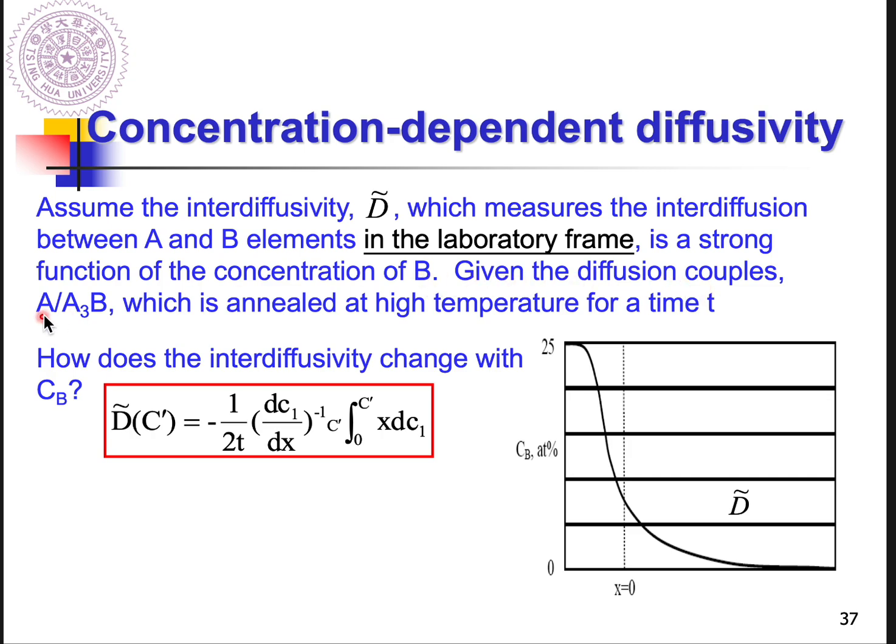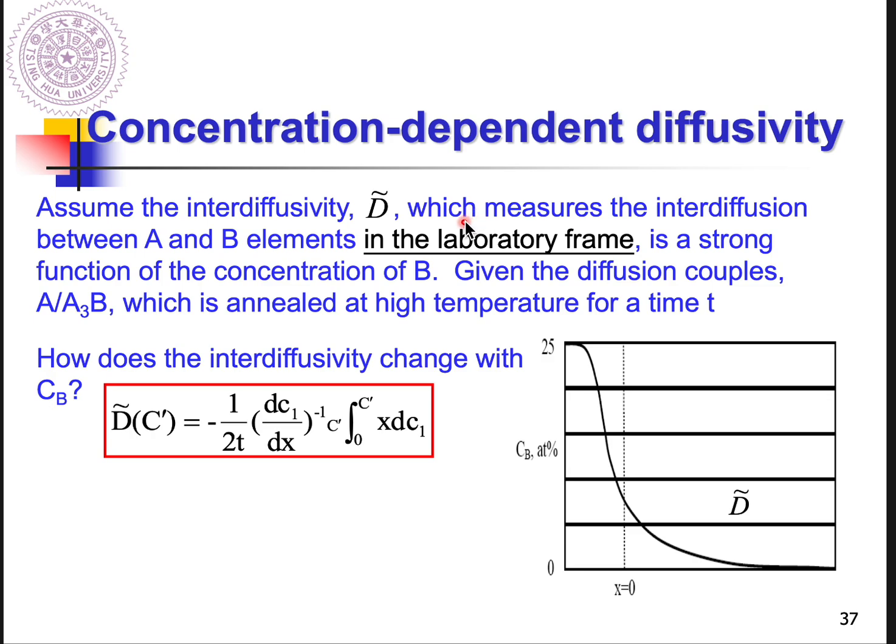Given the diffusion couple of A and AB alloy, which is annealed at high temperature for a time t, how does the interdiffusivity change with CB? After time t, we section this A and AB alloy diffusion couple and measure the concentration profile of CB along these materials. Then you get this profile. And how does the interdiffusivity change with CB?